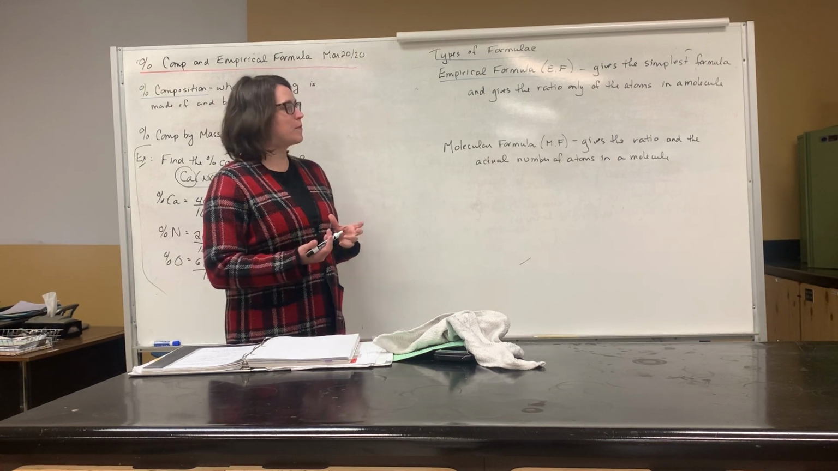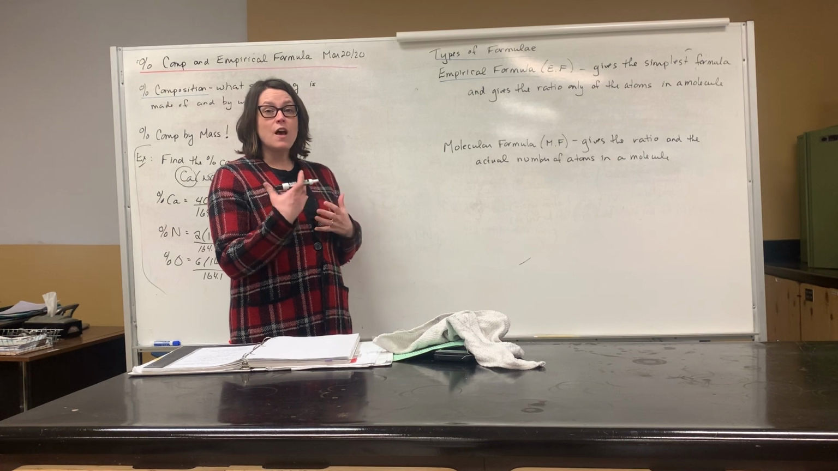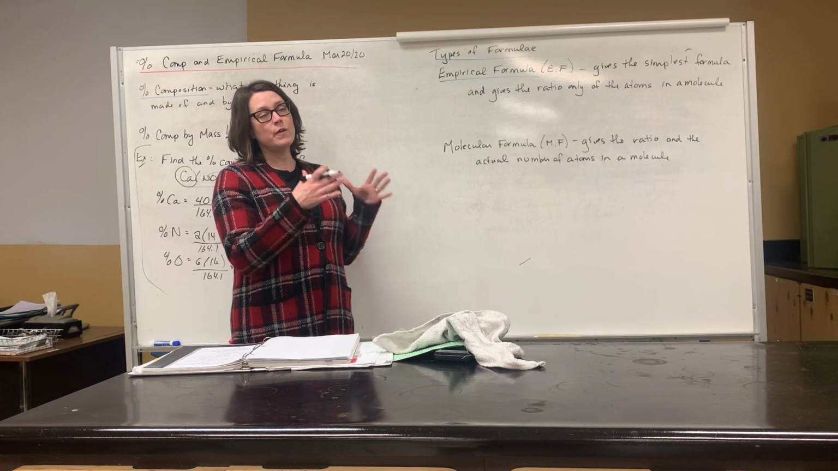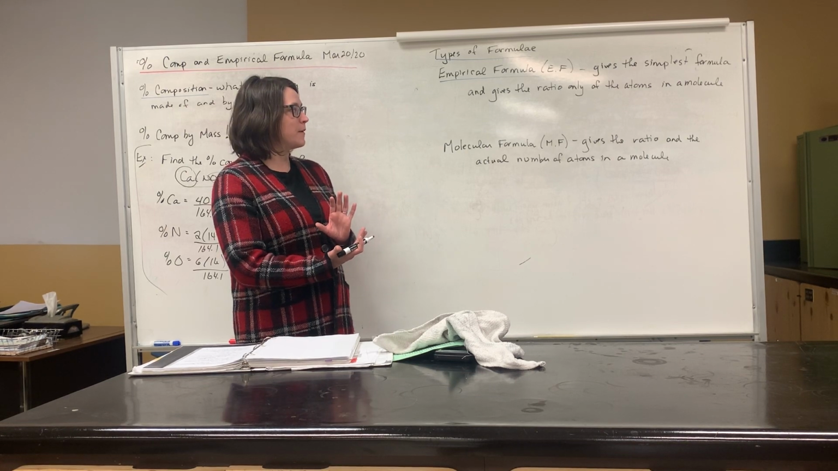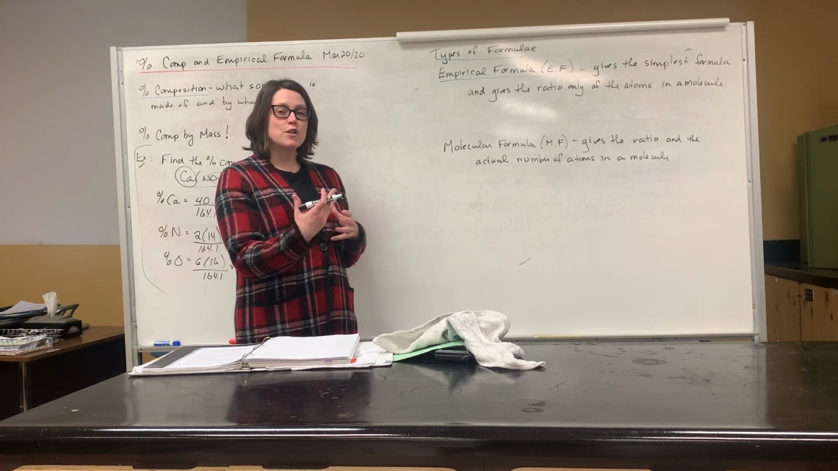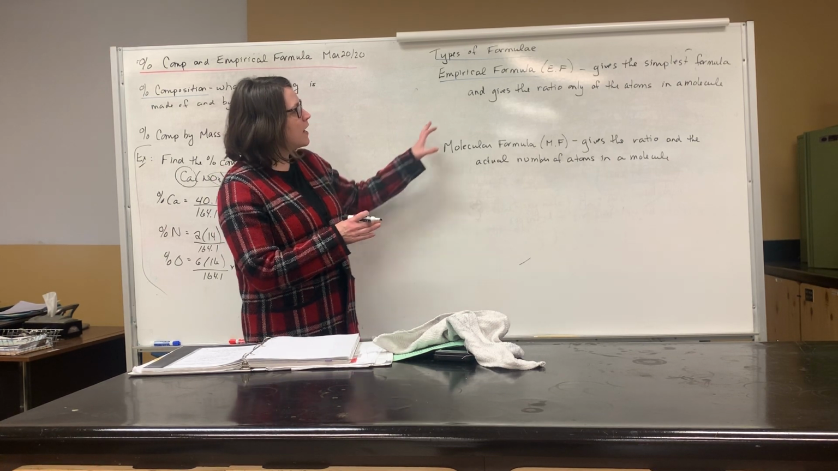What the empirical formula does is it gives us the simplest formula of a molecule. So it gives us only a ratio of atoms. Well, we know the different types of atoms, but it also gives us the ratio of those atoms to each other. But it doesn't tell us the actual number of atoms in a molecule. It only is going to give us the ratio.